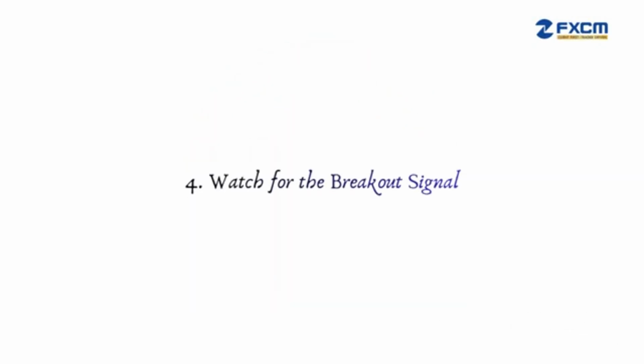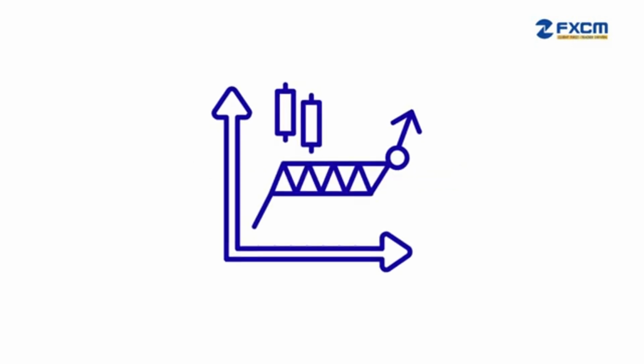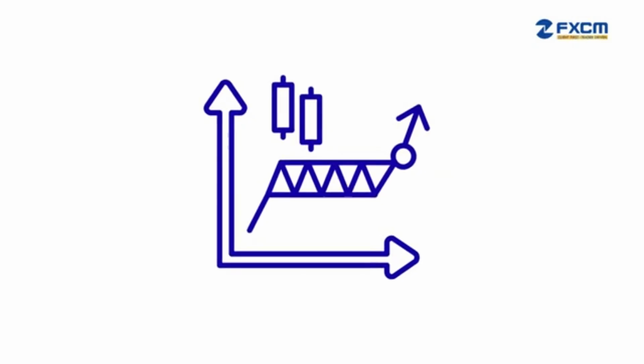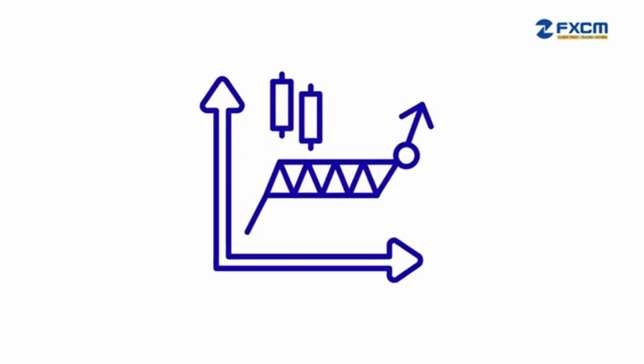4. Watch for the breakout signal. The mixed market won't last forever. The signal is when price closes consecutively outside both moving averages, and the 20 EMA crosses decisively through the 50.